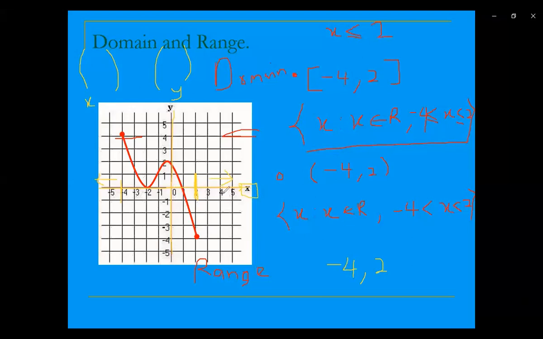Now, another thing we have to note is when the edge of the graph has been shaded.